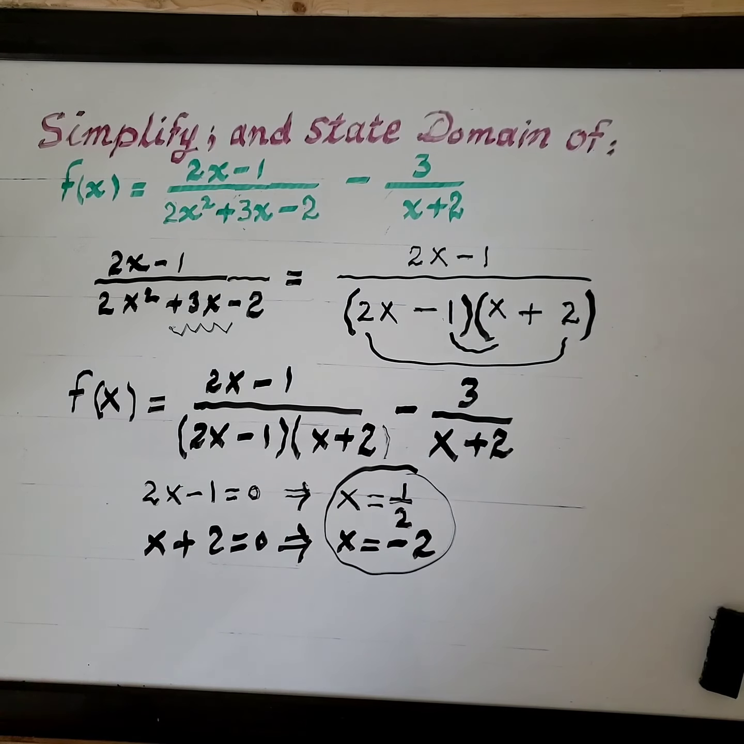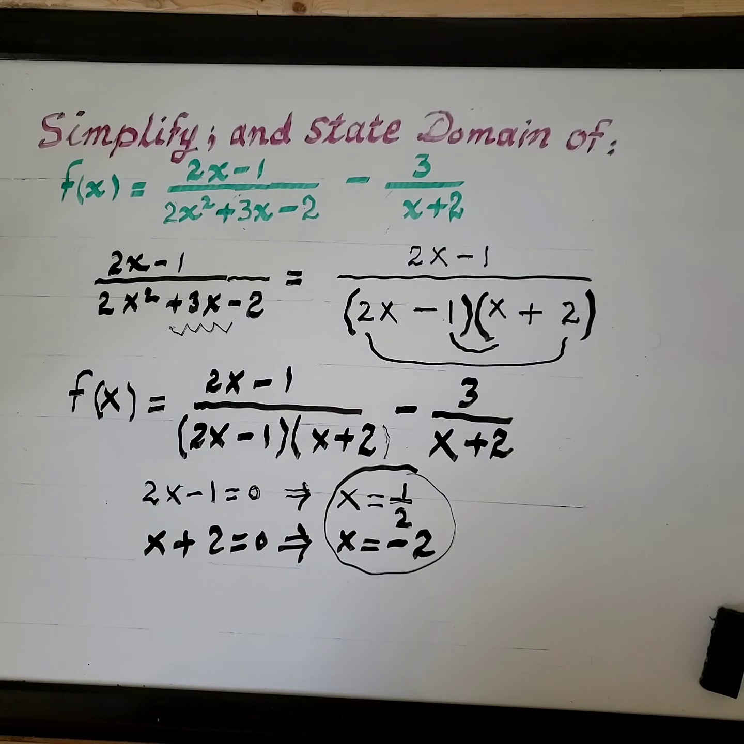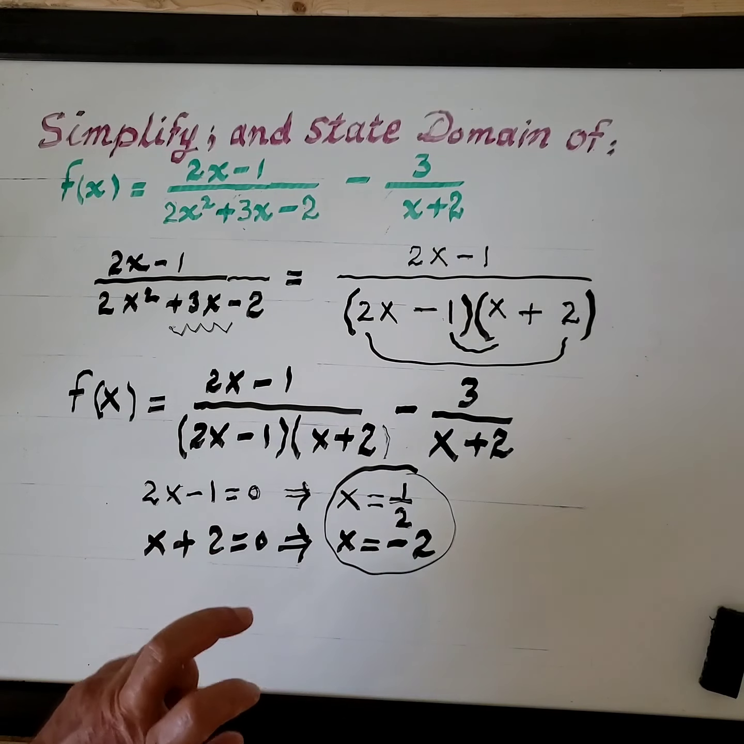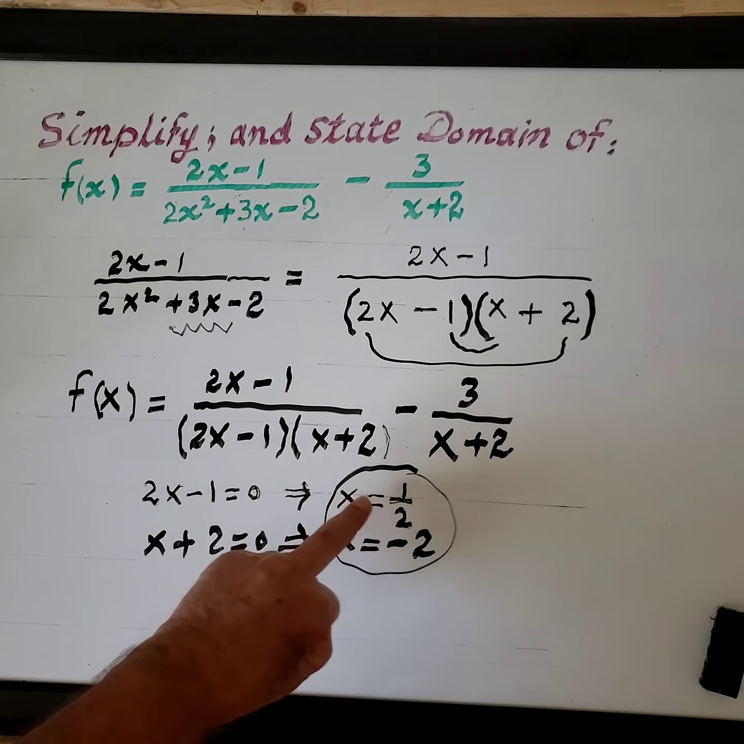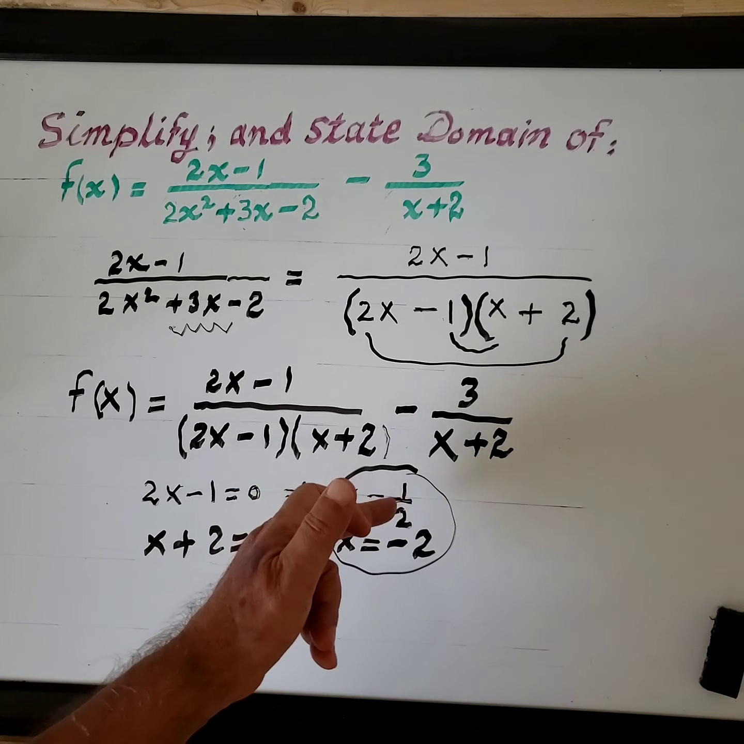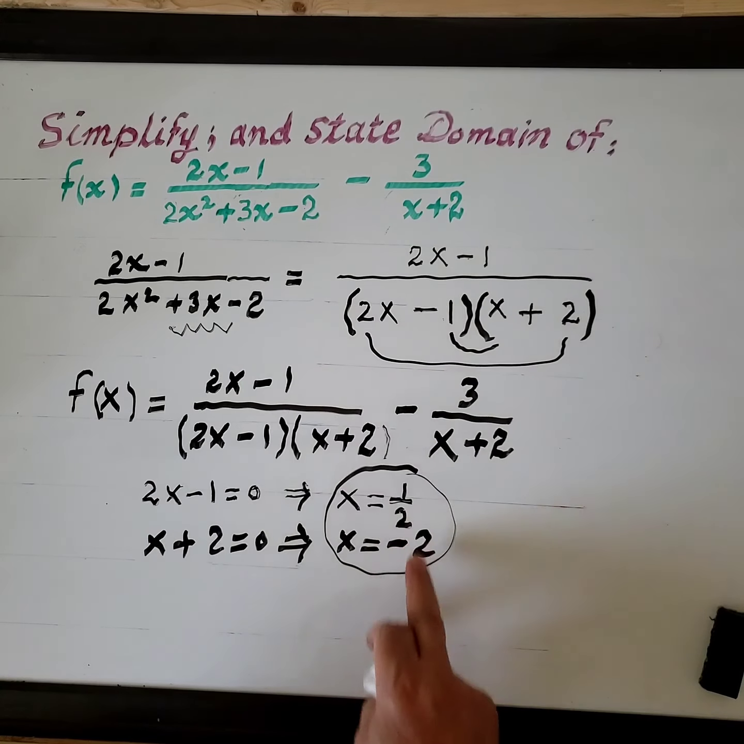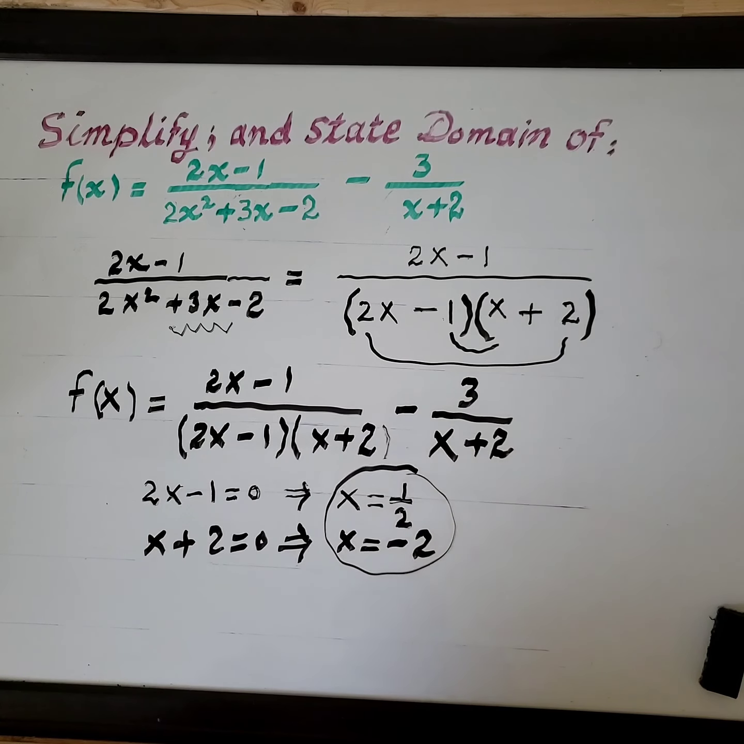That means the function is not defined at these two values of x. That's why when we state the domain, we will mention our restriction that x is not equal to the zeros. That means not equal to 1/2 and not equal to minus 2. Because at those two values, the function is not defined. Why? Because any function will be not defined when the denominator is equal to 0.